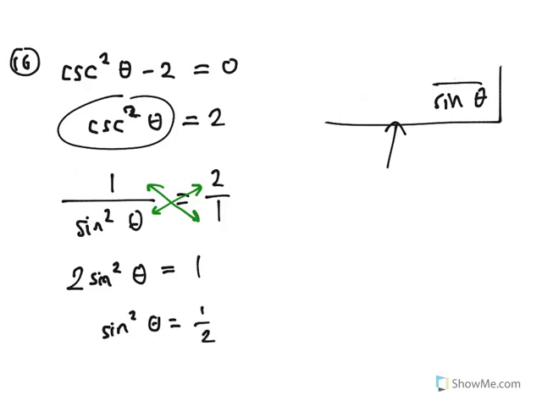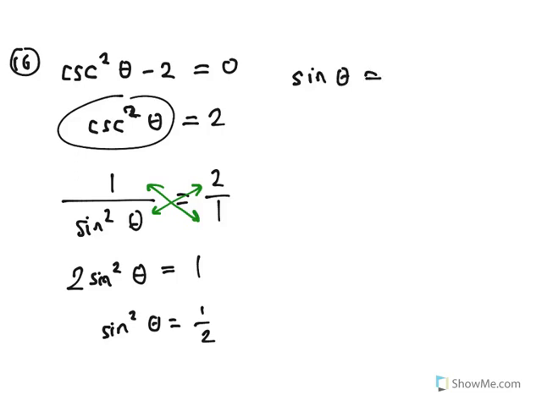So what do we do next? We're going to isolate sine by taking the positive and the negative square root. So we have sine of theta is equal to either the positive or the negative square root of 1/2, which of course you can write as the positive or the negative square root of 1 over the square root of 2. And in the numerator, that's just 1. So that's what we have.